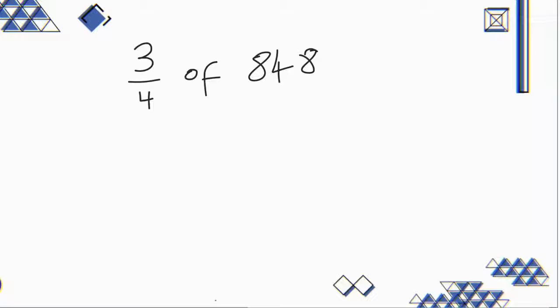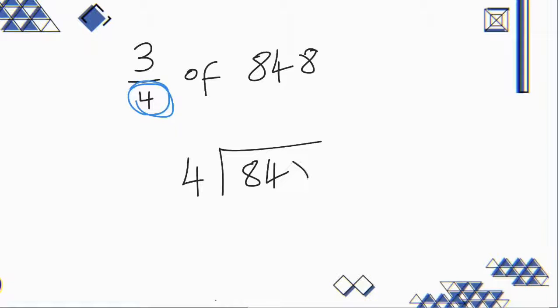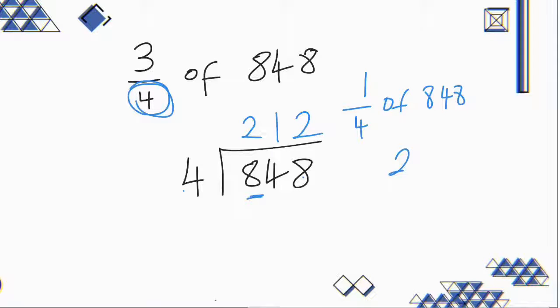Alright, so I've written the sum a bit smaller. Remember, the first thing we need to do is divide by 4. So let's use the shorthand method. There's 4, and we're going to divide 848 by 4. Remember how we do this: 4 into 8 goes 2 times, 4 into 4 goes once, and 4 into 8 goes 2 times, and that's the first bit of the sum complete. So 1/4 of 848 is 212.